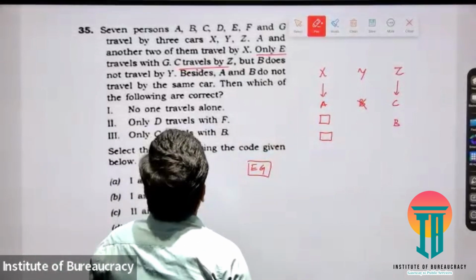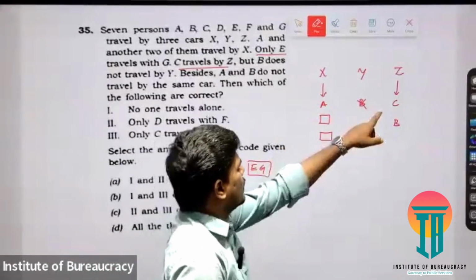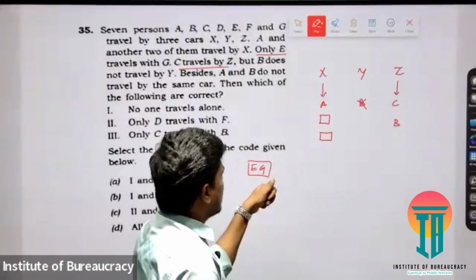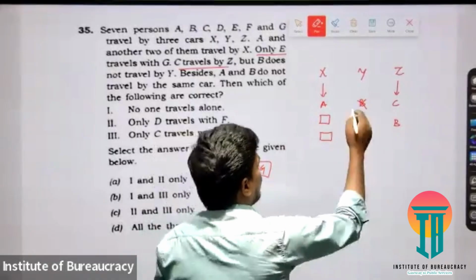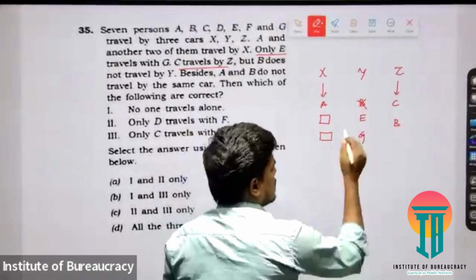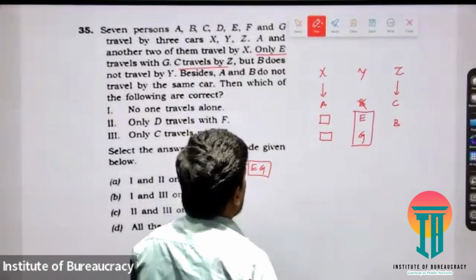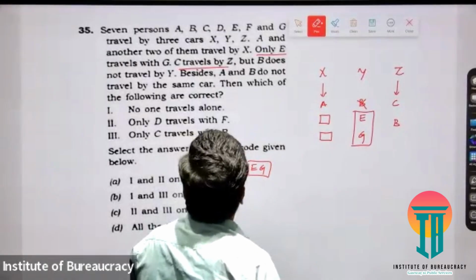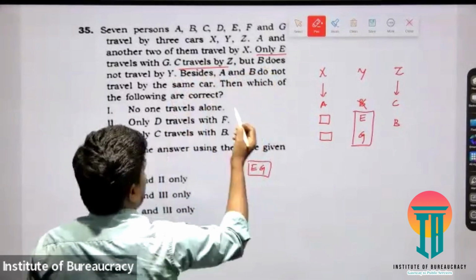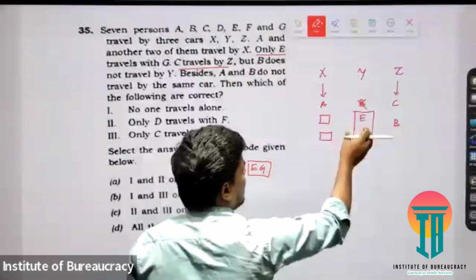Then which of the following are correct? Before that, therefore, car Z is taken by B, C. E and G are always together. That means our Y car is taken by E and G. They are always together. And they said only E travels with G. If only E travels with G, it means they need to be in a different car.